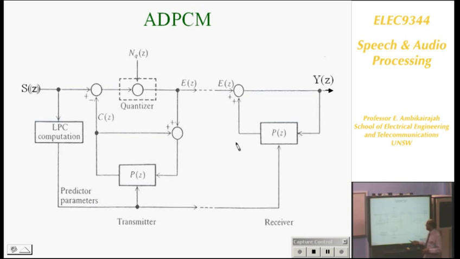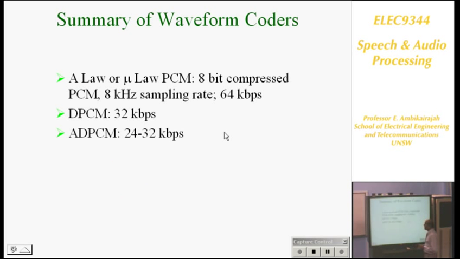Every 10 milliseconds, the coefficients are changing. Therefore, you need to pass that information. So there's an associated overhead with this particular scheme, but it's not very big, it's very small. And this seems to be the better scheme, the adaptive differential PCM, in terms of signal-to-noise ratio improvement, or signal-to-quantization noise ratio improvement. In terms of quality, that's better.